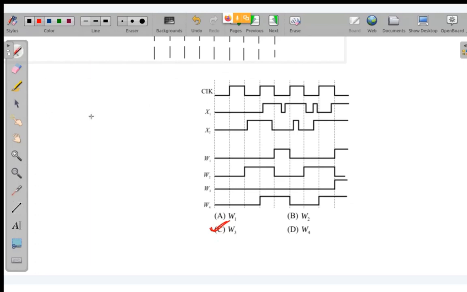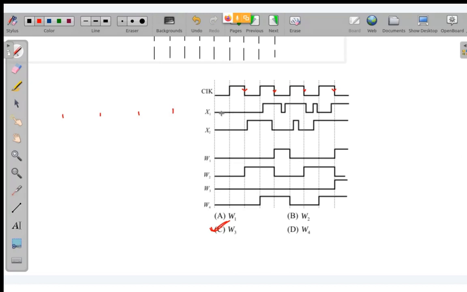So just mark the clock negative edges, that's it. So let us assume this is the first negative edge, second negative edge, third negative edge. Cannot take this much space. So first negative edge, second negative edge, third negative edge, fourth negative edge. So how many negative edges do we have? 1, 2, 3, 4.